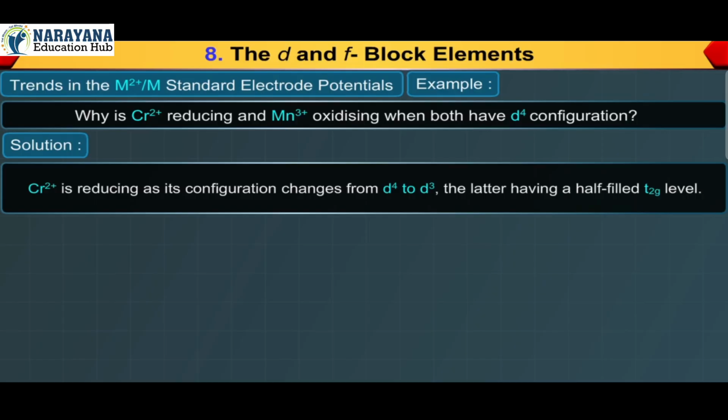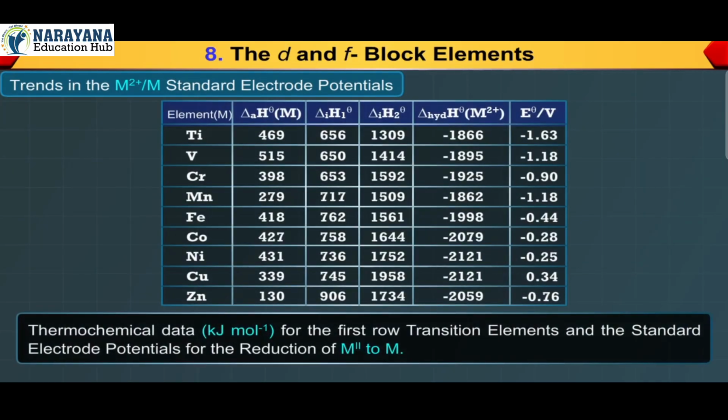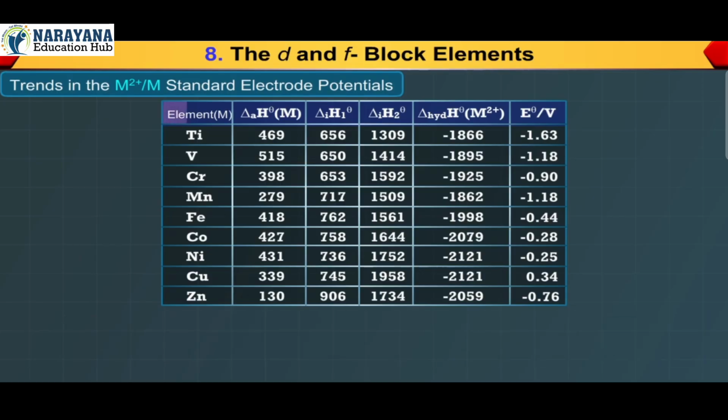Solution: Cr2+ is reducing as its configuration changes from d4 to d3, the latter having a half-filled t2g level. On the other hand, the change from Mn3+ to Mn2+ results in the half-filled, that is, d5 configuration, which has extra stability. Table 4. Thermochemical data, in kilojoules per mole, for the first row transition elements and the standard electrode potentials for the reduction of M2+ to M.